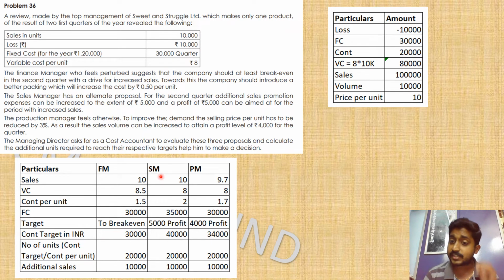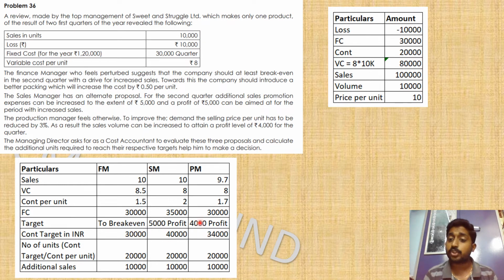Next, what the sales manager says: an increase in profit of 5,000 rupees. Profit of 5,000 means contribution minus fixed cost should give you a profit of 5,000. Already the fixed cost is 35,000, and you have to earn the profit also. So 35,000 plus 5,000, 40,000 is the contribution you have to earn, so that the fixed cost of 35,000 will go and the 5,000 profit will remain with you.